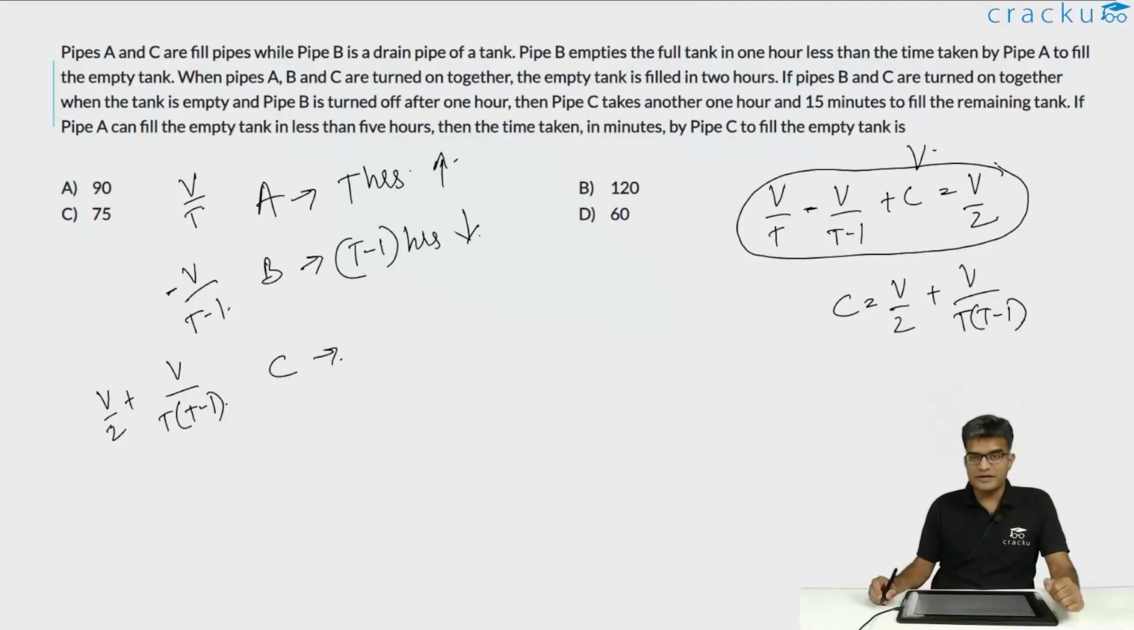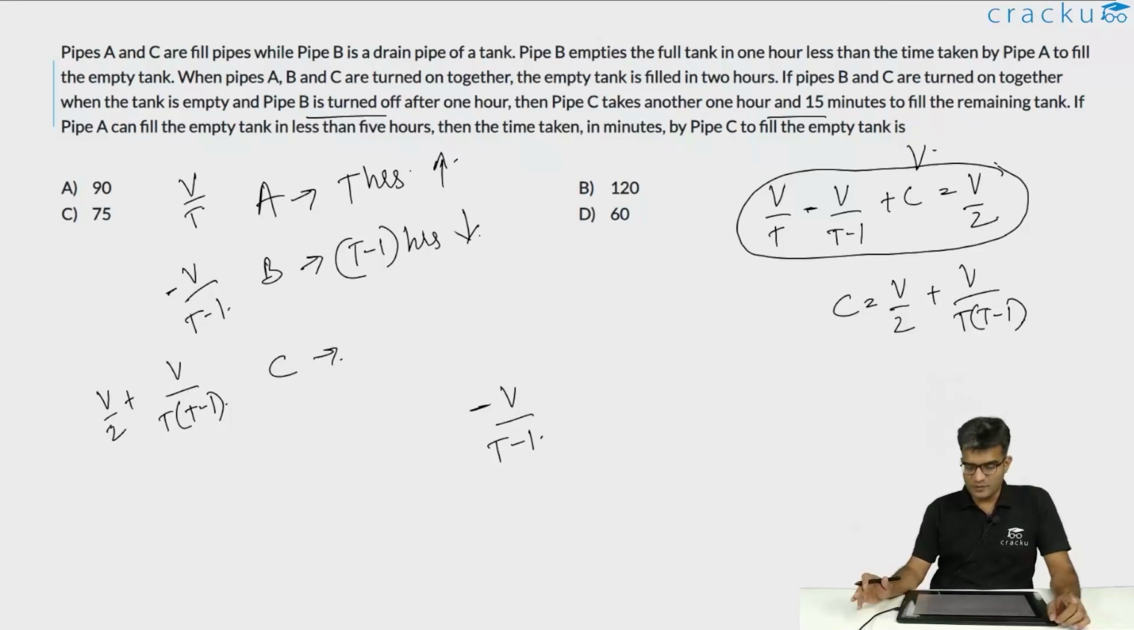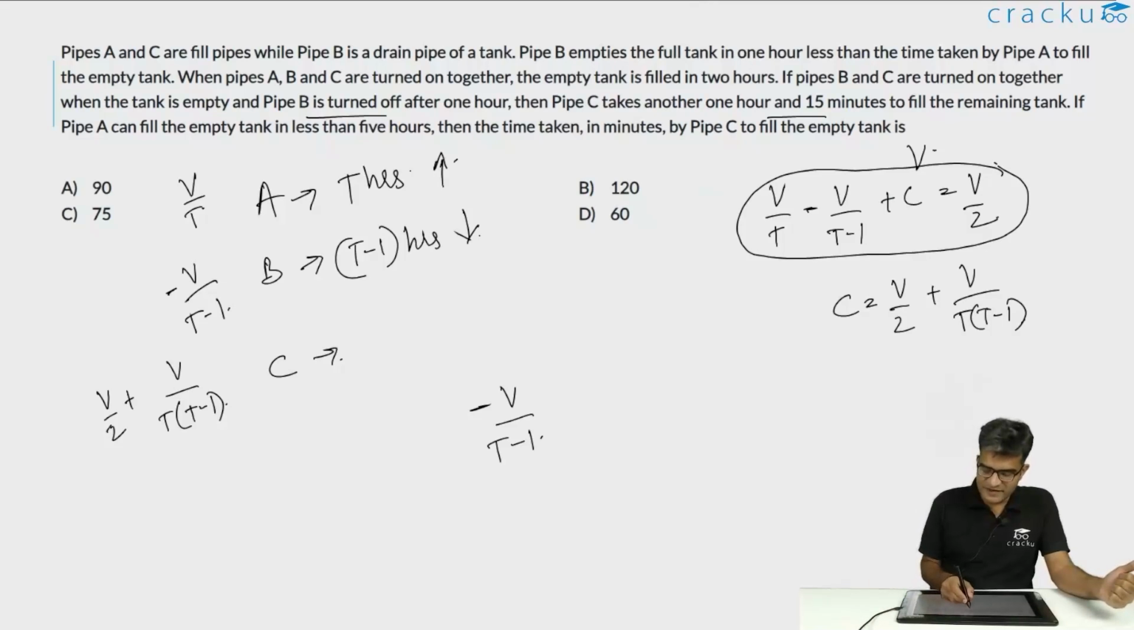What we are now told is that if B and C are opened and B is shut off after 1 hour, C will take another 1 hour 15 minutes to fill the tank. So what is the total time that B is open? Total time B is open is 1 hour. So that is minus V by T minus 1. What is the total time that C is open? C is open for a total of the initial first 1 hour along with B, and after that 1 hour and 15 minutes. So total it is open for 2 hours and 15 minutes, which is 9 by 4 hours.